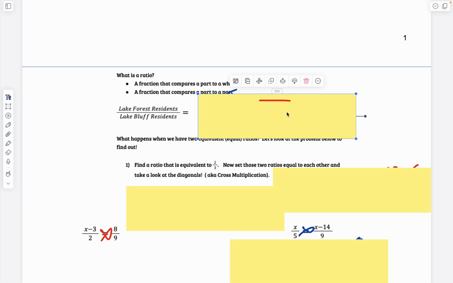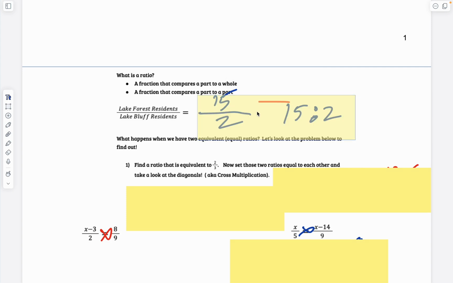Talking about ratios. Okay, ratios. What are ratios? Well, ratios are a fraction that compares a part to a whole, or a part to a part. So these are notes from last year in one of my classes. The ratio of Lake Forest to Lake Bluff residents was 15 to 2. Ratios can be written as fractions, or you can see them written as 15:2. Those are two representations for it.